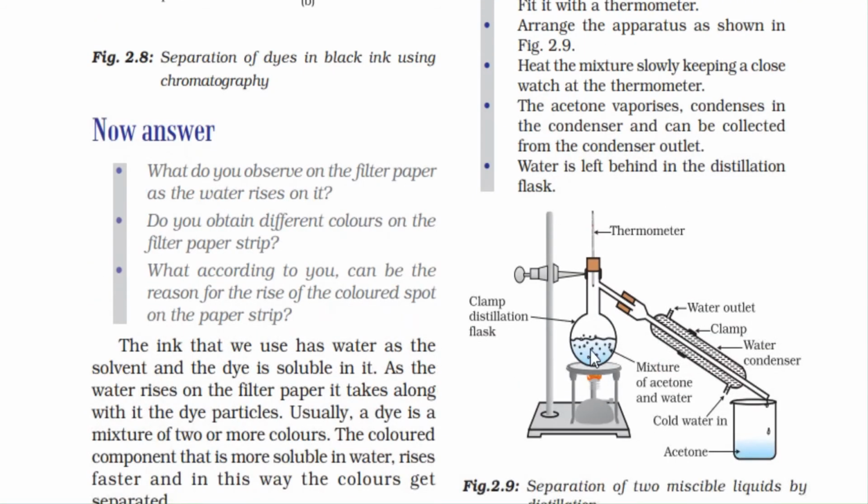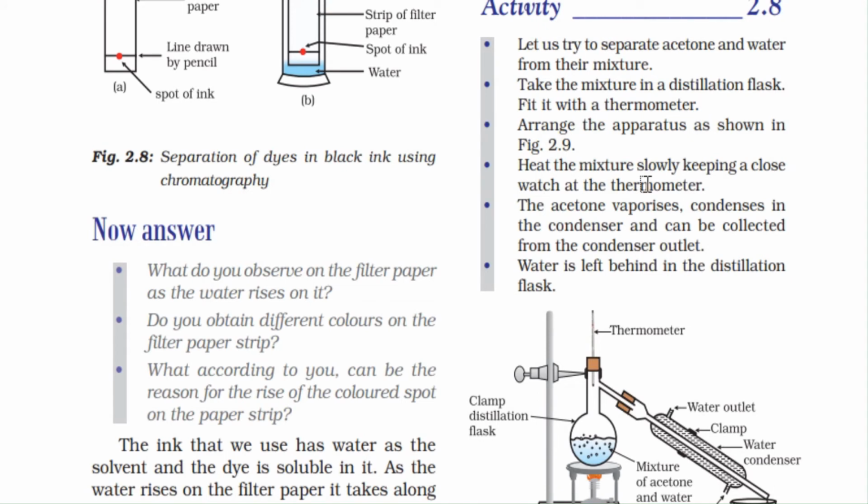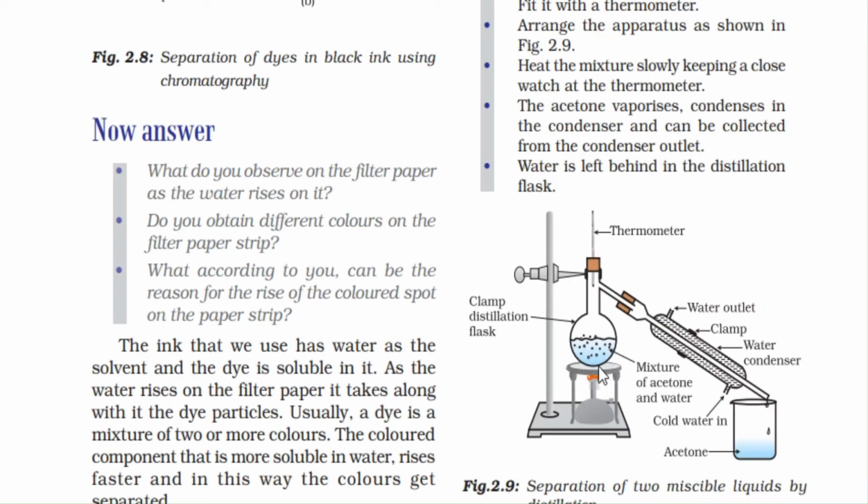Heat the flask, which is given support with the help of a clamp. This is the clamp, which supports the distillation flask. Heat the mixture. This liquid is a mixture of acetone and water. Heat the mixture slowly, keeping a close watch on the thermometer.